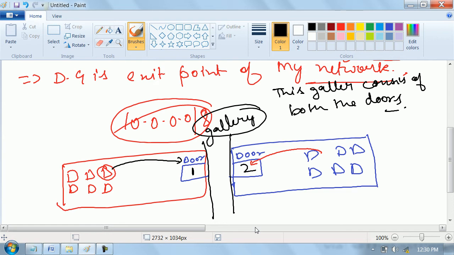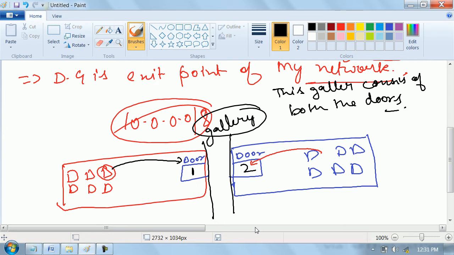So if I conclude, I conclude it like this. If these people want to leave their network, they will go to the, what do I call this point? Gateway. When these people want to leave their network, they will go to the default gateway. Now just tell me one thing. Will the default gateway reside inside their network or outside their network? Inside. Yes. How many of you say inside? How many of you say outside?